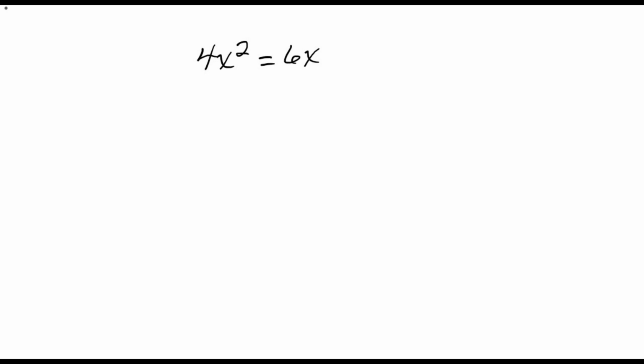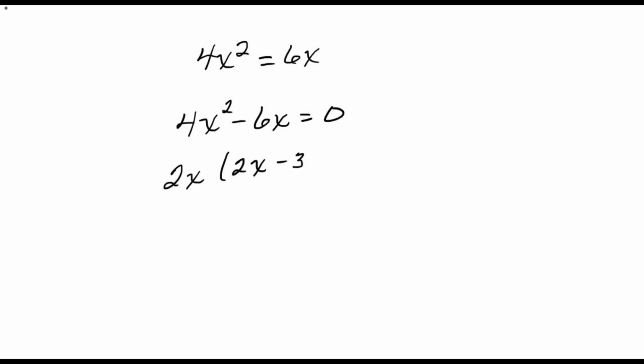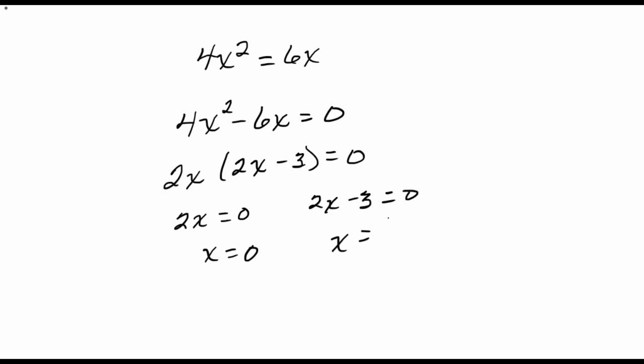My next example is also a quadratic with an x squared and an x term. So I need to get everything to one side of the equal sign. It's set equal to 0. I need to factor out my greatest common factor. Set each factor equal to 0 and solve. So I get x to be 0 or x to be 3/2.